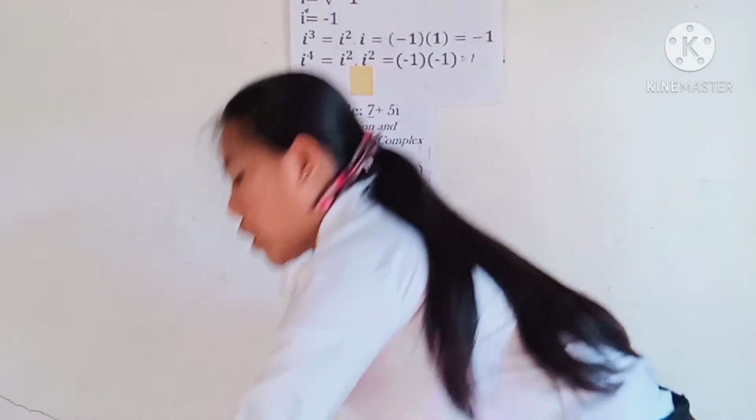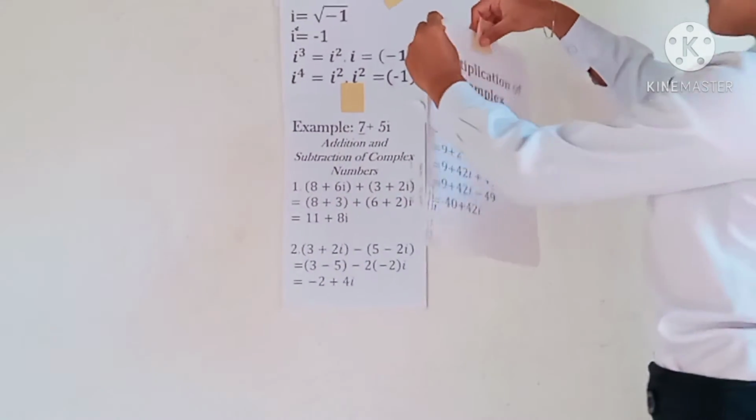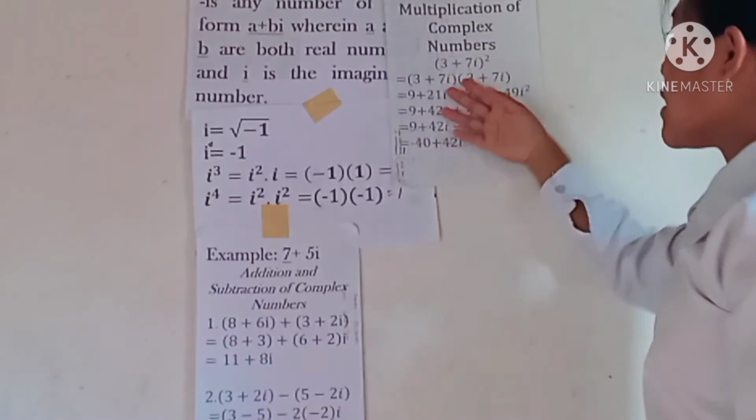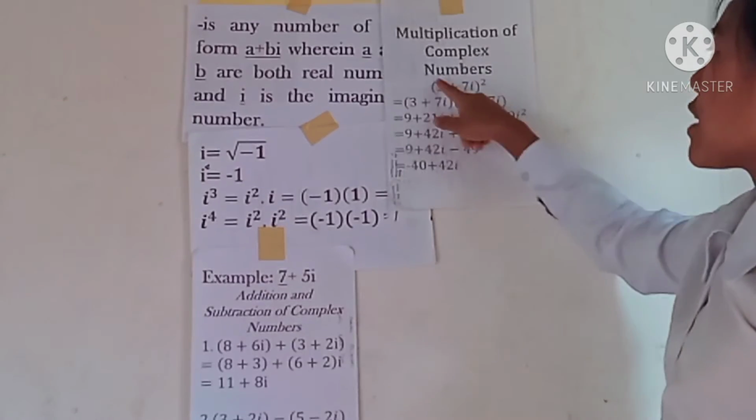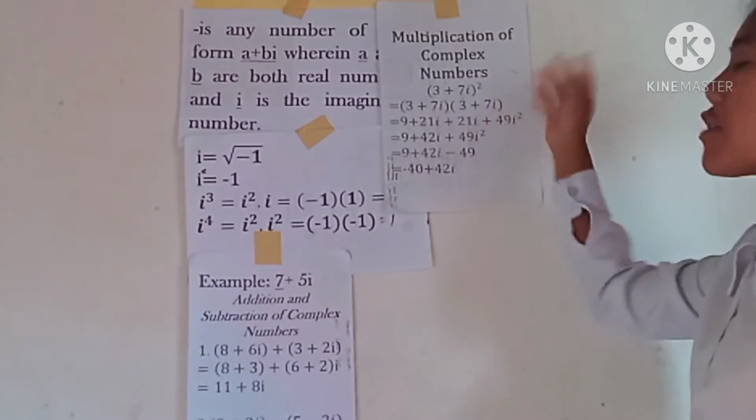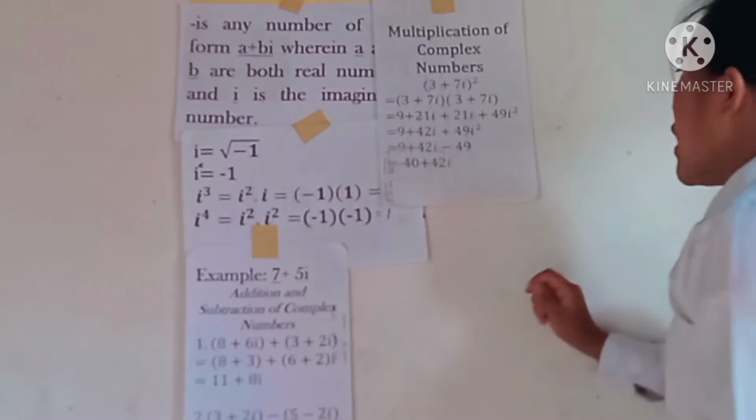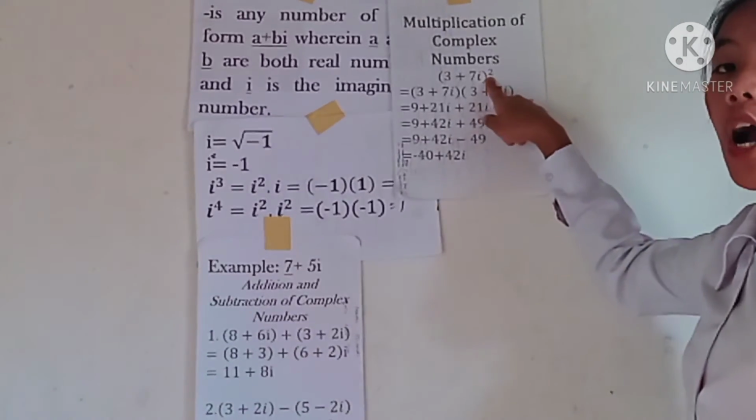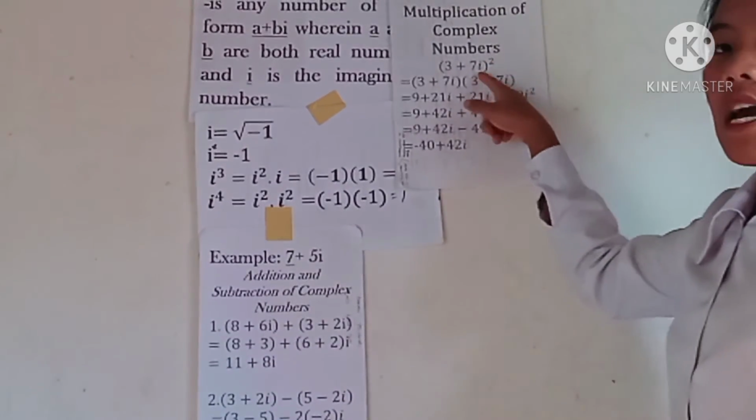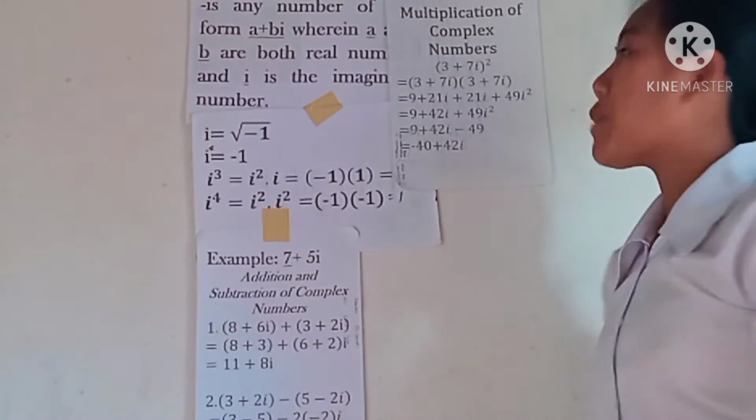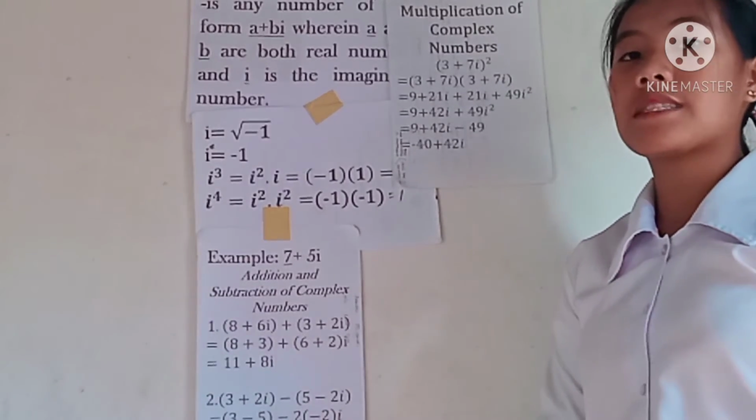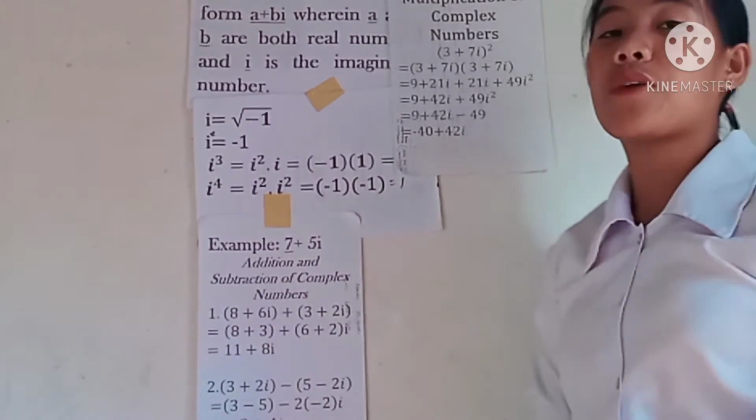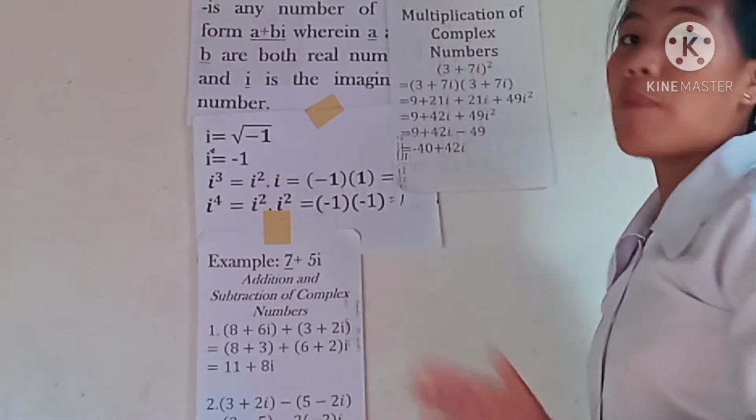The third example is multiplication of complex numbers. The given is 3 plus 7i to the power of 2, with the 2 outside of the parentheses. If you see this given, and the 2 is in the outside part, it means that we will multiply the number inside the parentheses twice: the inside of the parentheses multiplied by itself.